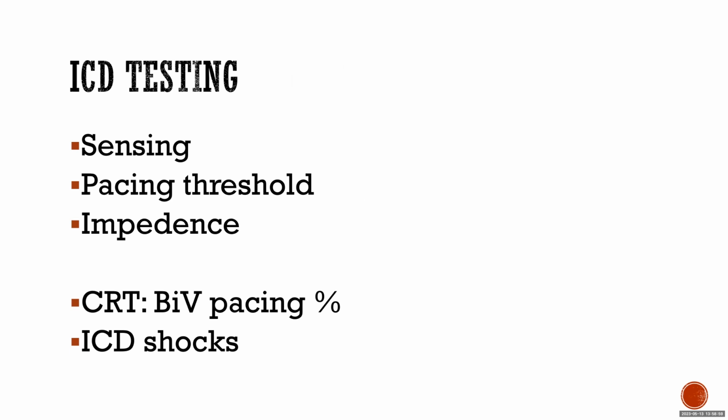If it's a CRT device, one important parameter to note is the percentage of BiV pacing. As we said, we implant the LV lead because we want resynchronization. So the more we do that, the better for the patient. In patients with atrial fibrillation or PVCs, the percentage of BiV pacing might drop. And this is an important parameter in patients presenting with heart failure, for example. And then the last thing is ICD shocks, patients presenting with ICD shocks.